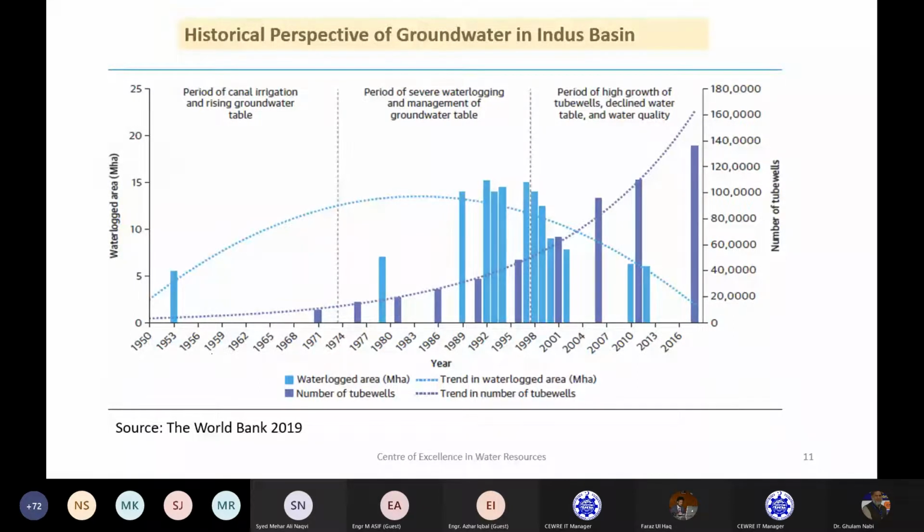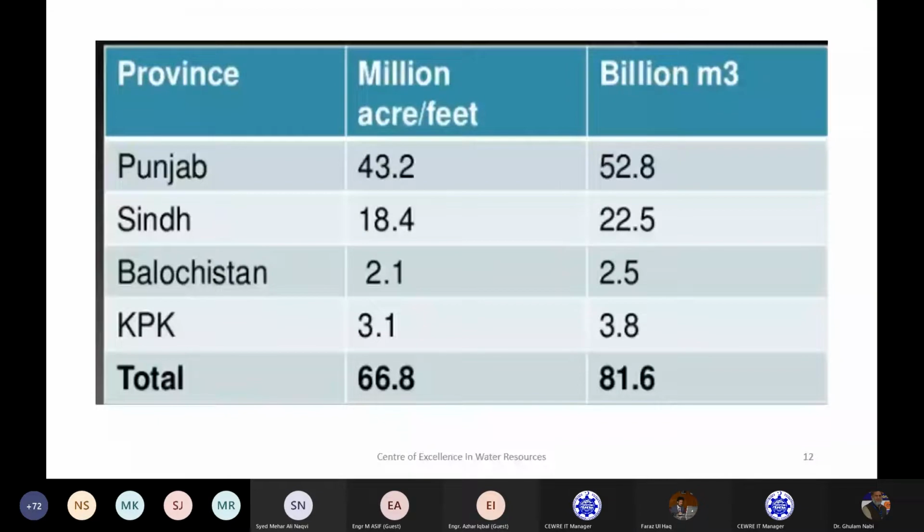But with the passage of time, the salinity and waterlogging has decreased up to 2013, but the number of tubewells is increasing exponentially. At present, there are more than 16 lakh tubewells working all over Pakistan, and most of the tubewells are in Punjab. So what is the total groundwater potential that has been estimated? In the Punjab, there is 43.2 million acre foot, Sindh 18.4, Balochistan 2.1, and KPK 3.1.